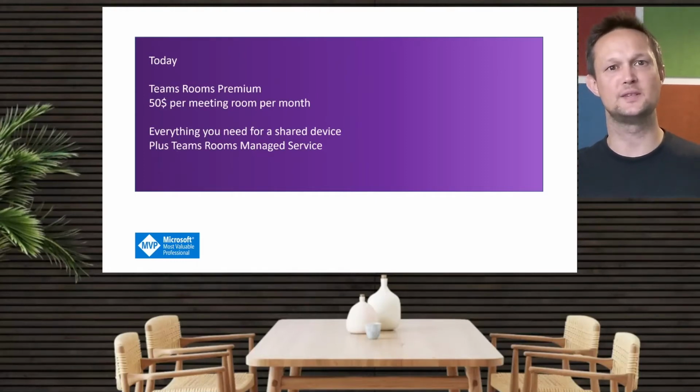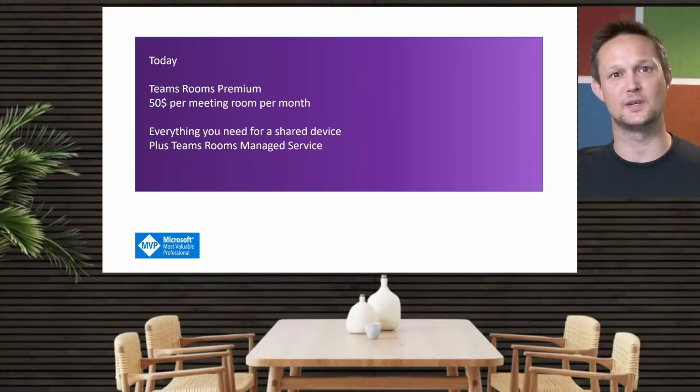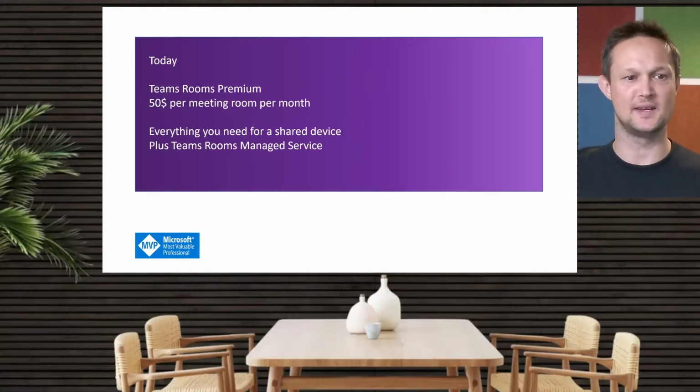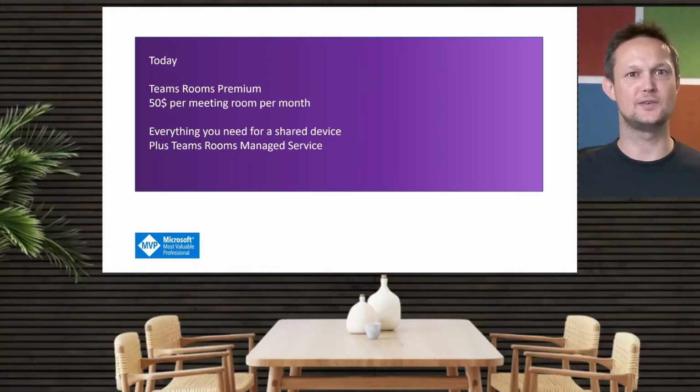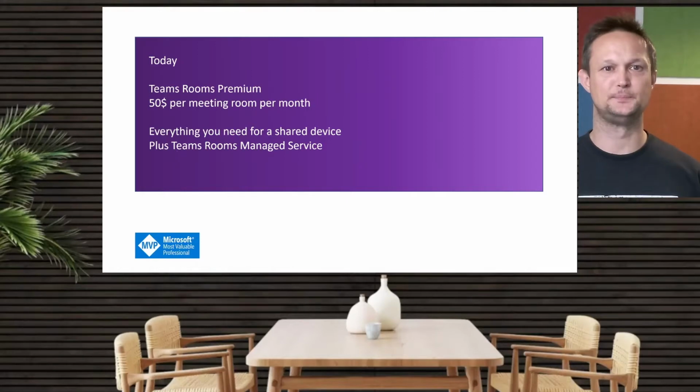So the premium license was at $50 per meeting room per month, or at least for every time that you wanted to set up a shared device, you would need to have the premium license. And basically it meant that everything from the standard license was included, but Microsoft would do the management, and you would have that premium support from Microsoft, and then also the AI intelligence behind Microsoft. So basically they would be able to help you before the issue appeared in your meeting rooms.